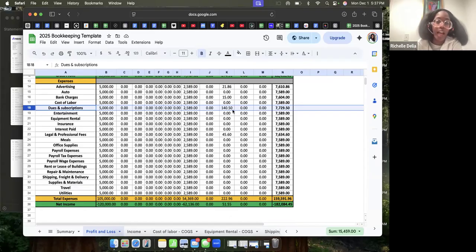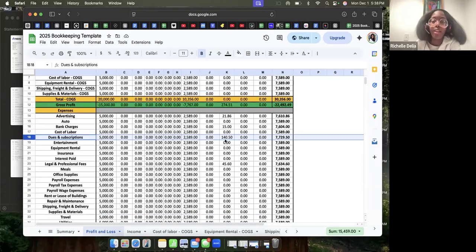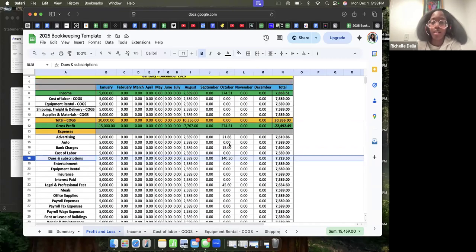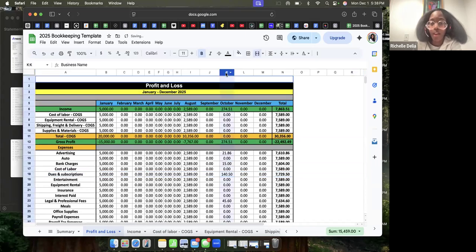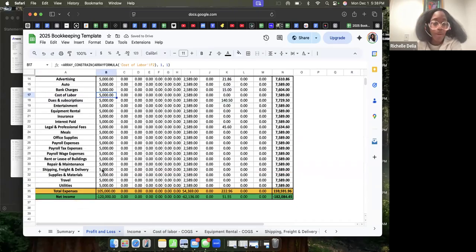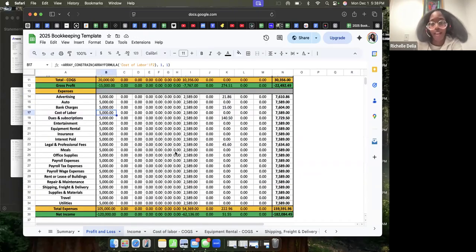So if you go ahead and add in all of your transactions in the appropriate tab for where that expense falls, then in the end, you will have a clean profit and loss statement by month that's already categorized. So this would be ready to send to your CPA or accountant at the end of the year for taxes.